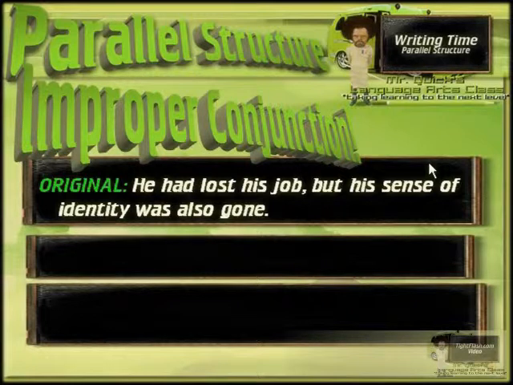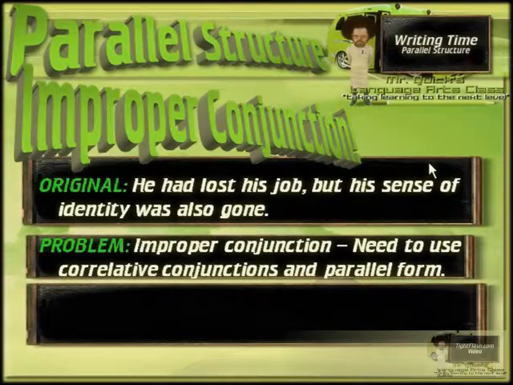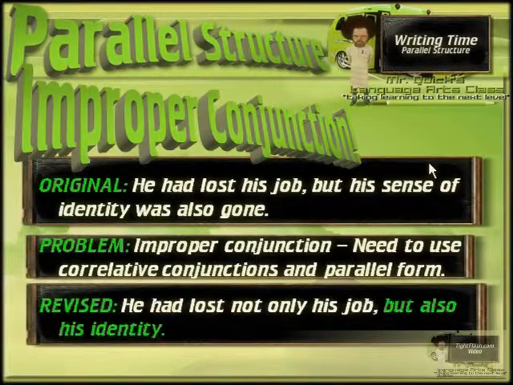For instance, he had lost his job, but his sense of identity was also gone. Here, of course, we have the conjunction but, and the problem is we can't use but. We need to use a correlative conjunction to create the proper form here. He had lost not only his job, but also his identity.